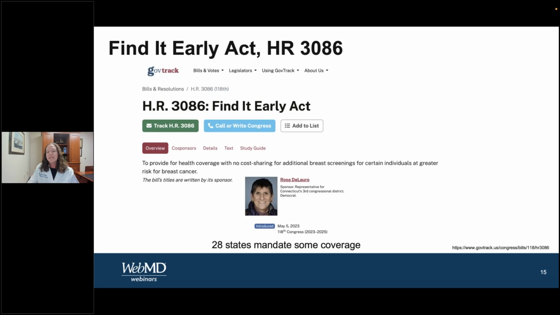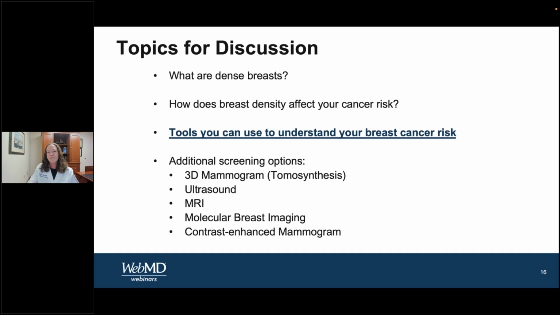And of note, 28 states right now do currently mandate some insurance coverage for supplemental screening like this, but that does not mean no cost sharing for patients.